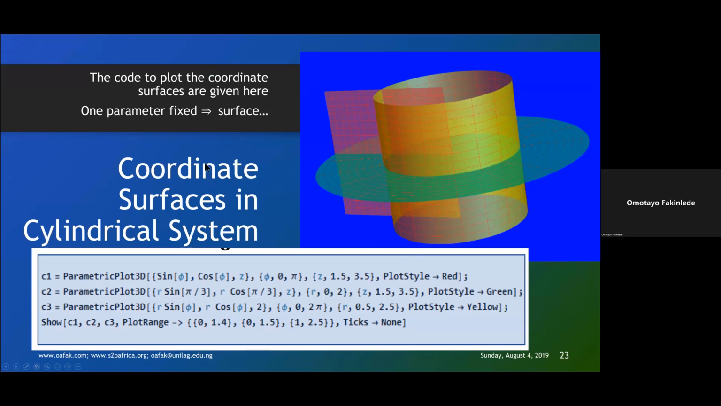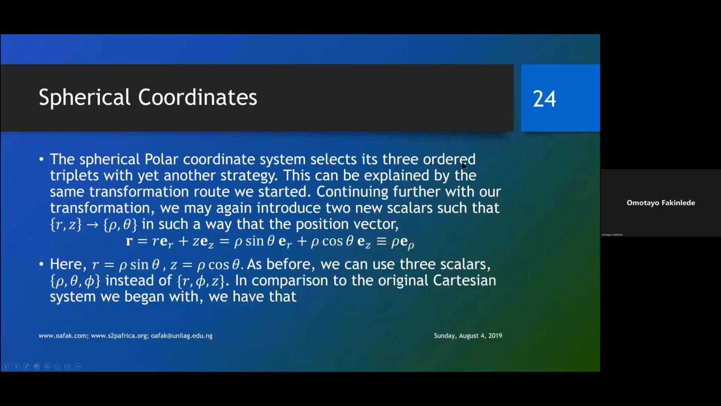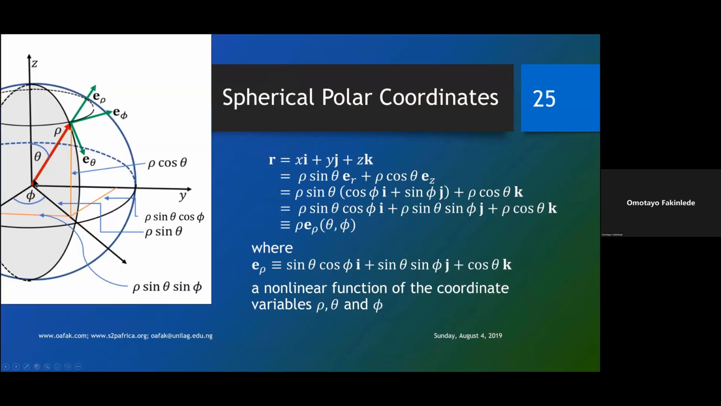Okay, the spherical polar coordinate system is an ordered triplet with a different strategy. We've done this before. You can see that when your rho is constant, you get the surface of a sphere. When your theta is constant, you get the surface of a cone. And when your phi is constant, you get a plane. Those are the 3 isosurfaces for the spherical coordinates.